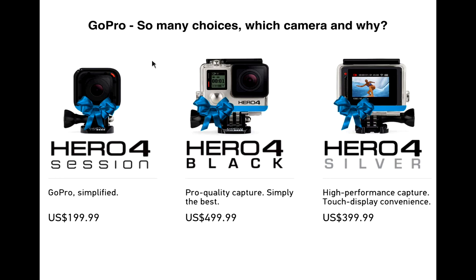So that leads us to the Black. This is the top of the line flagship camera that GoPro makes right now. It's got amazing resolution, 4K at 30 frames a second. Now, if you're listening and scratching your head and wondering what 4K is, this probably is not the camera for you. If you have a 4K television or you're shooting professionally, it's a great camera, a lot of bang for your buck.